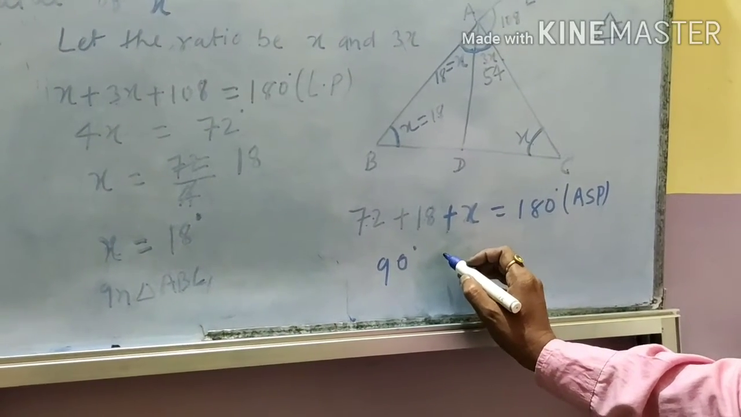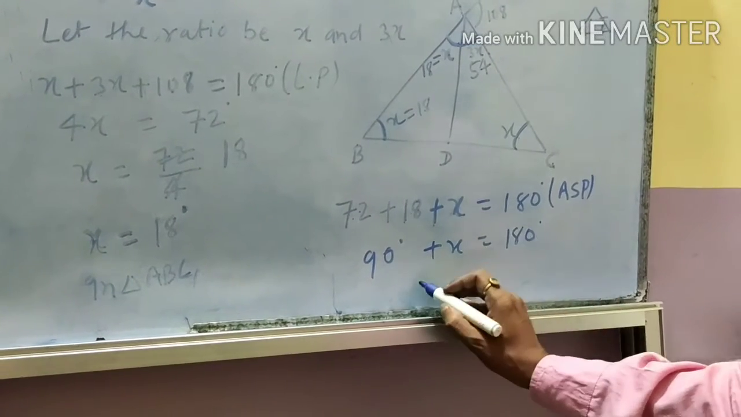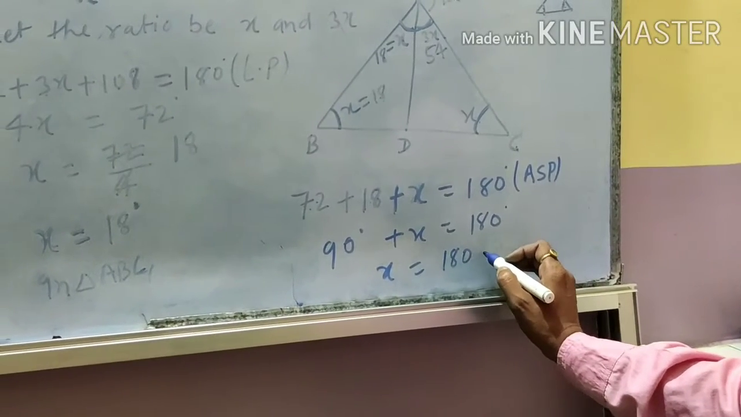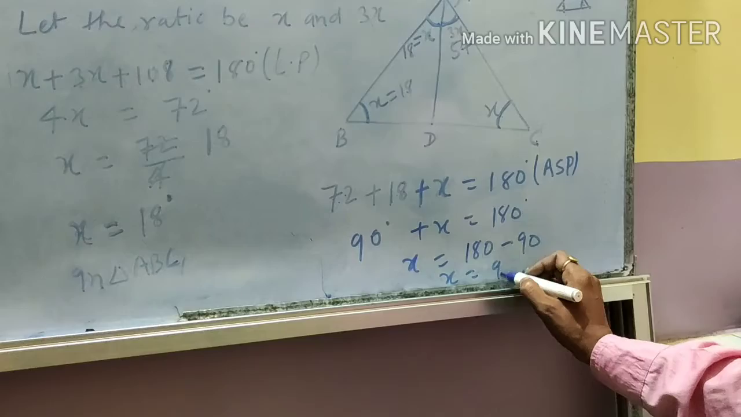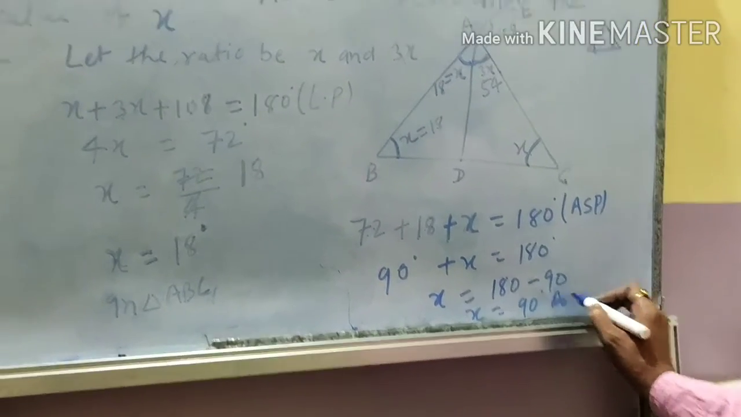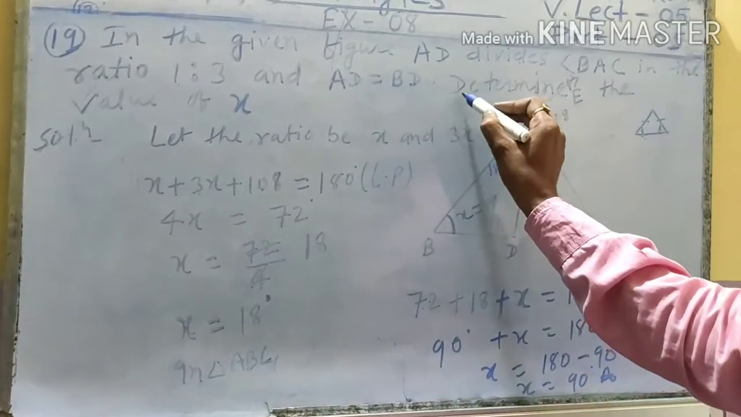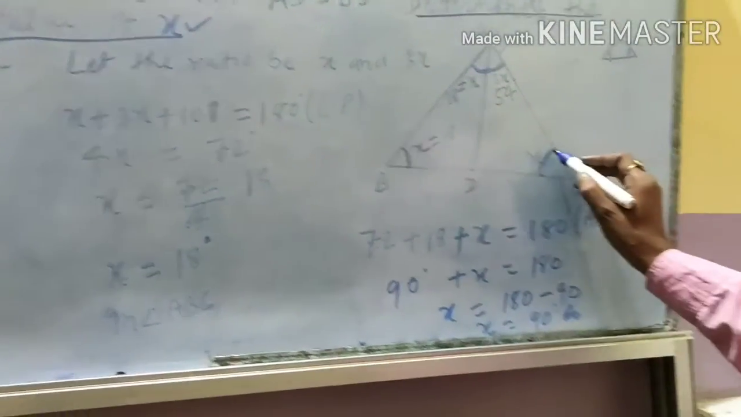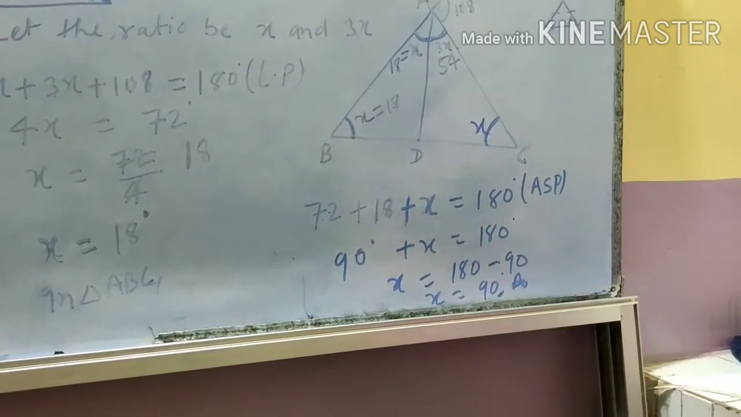90 degree plus x is equal to 180 degree. So here x is equal to 180 minus 90. So finally, student, x is equal to 90 degree. This is your final answer. So again, student, determine the value of x, this value, and this x value is equal to 90 degree.